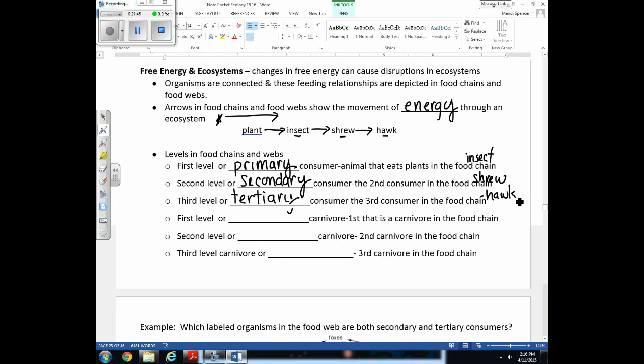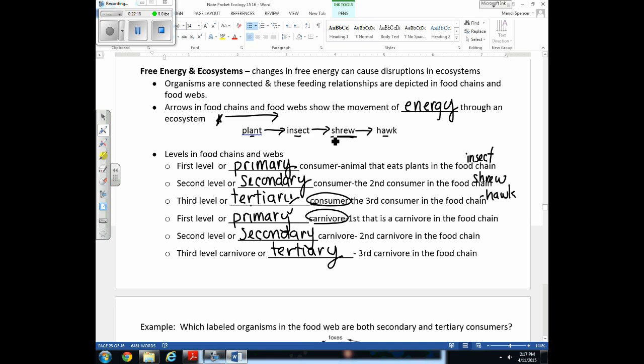You need to note whether we're asking for a consumer or if we're referring to the different levels of carnivores. So again, I can say first level carnivore, I can say primary carnivore, secondary, and again tertiary carnivore, which means third. Again, take your time. So when we look at this food chain, we note that the plant is a producer. That insect that is eating this plant is considered an herbivore. So that first carnivore, that primary carnivore, is the shrew.